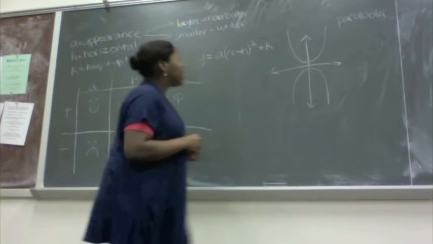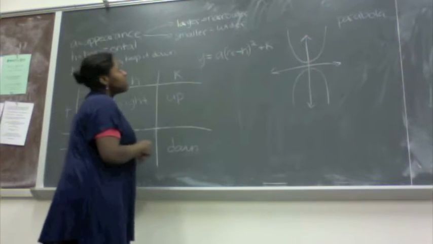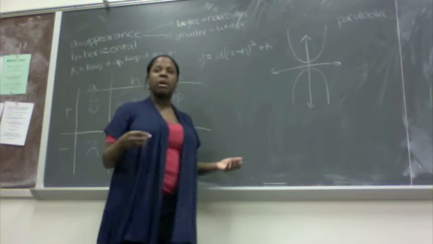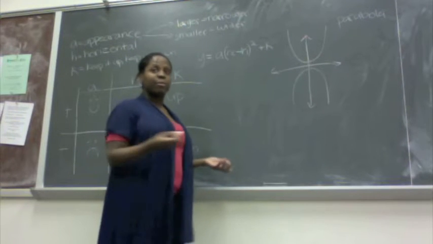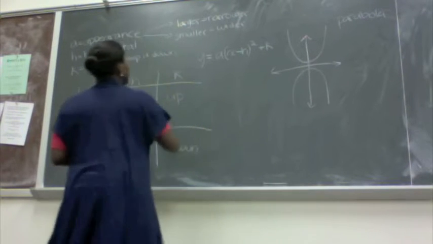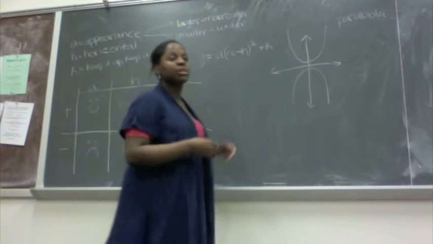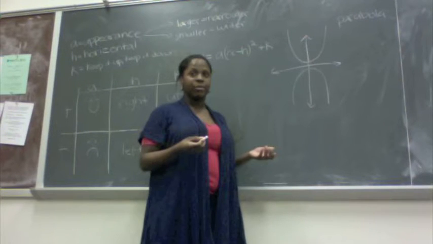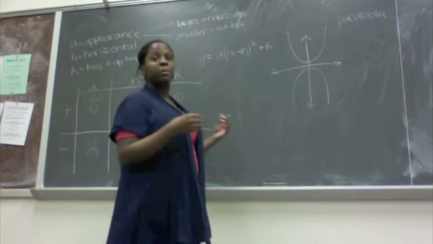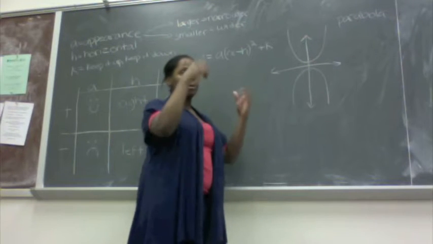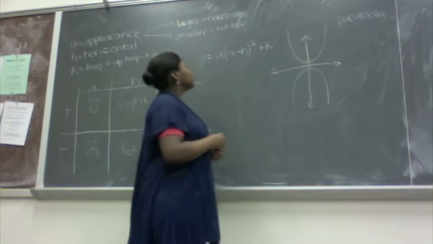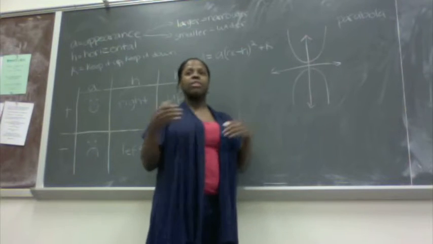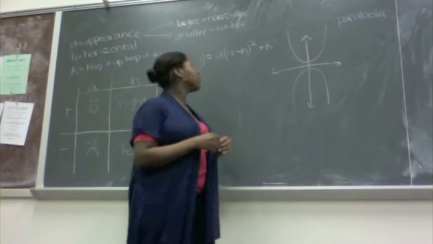Okay? Also, a, depending on whether it's larger or smaller than 1, affects the width of the parabola. So, if it's larger than 1, it's going to be narrower. Okay? If it's smaller than 1, it's going to be wider. So think the larger, the narrower, the smaller, the wider.